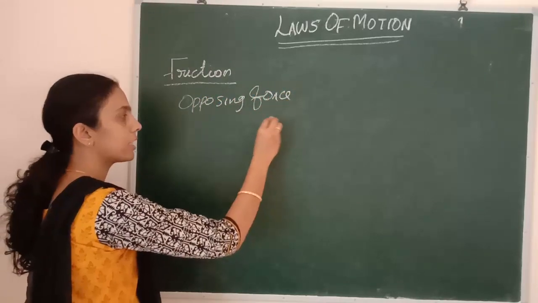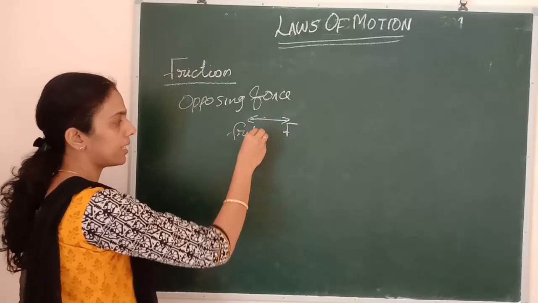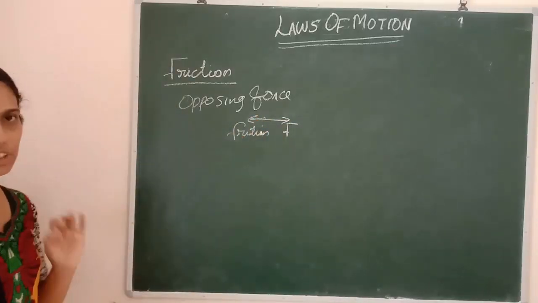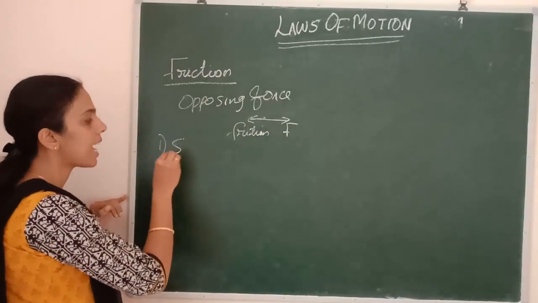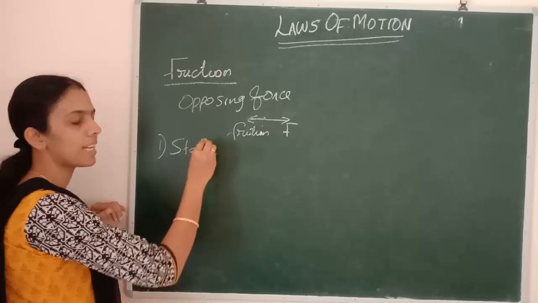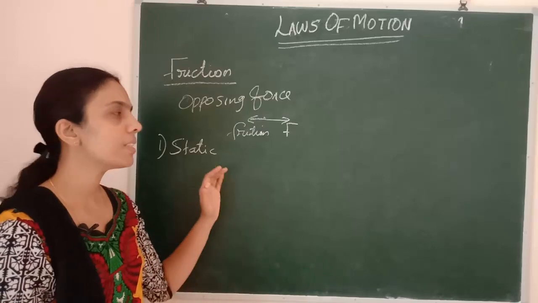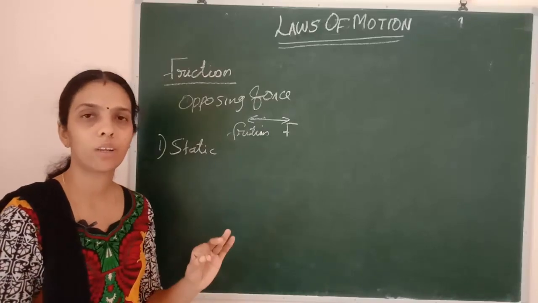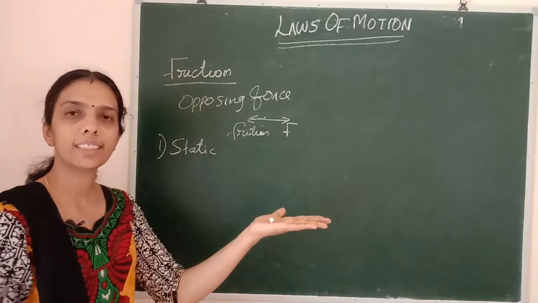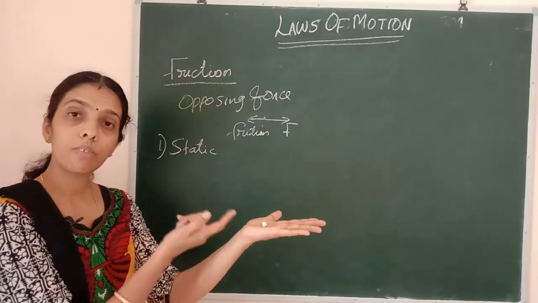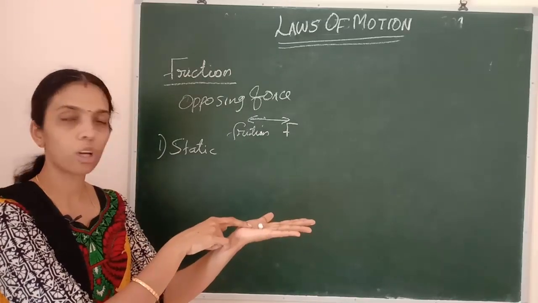So if we are applying a force in this direction, the frictional force will act in the opposite direction. That is friction. Friction is mainly divided into static friction. What is meant by static friction? Static means rest. If the object is at rest, the friction acting between them is called static friction. See here, if the object is at rest, at the surface of contact it has a frictional force. Because of that only it's not moving.